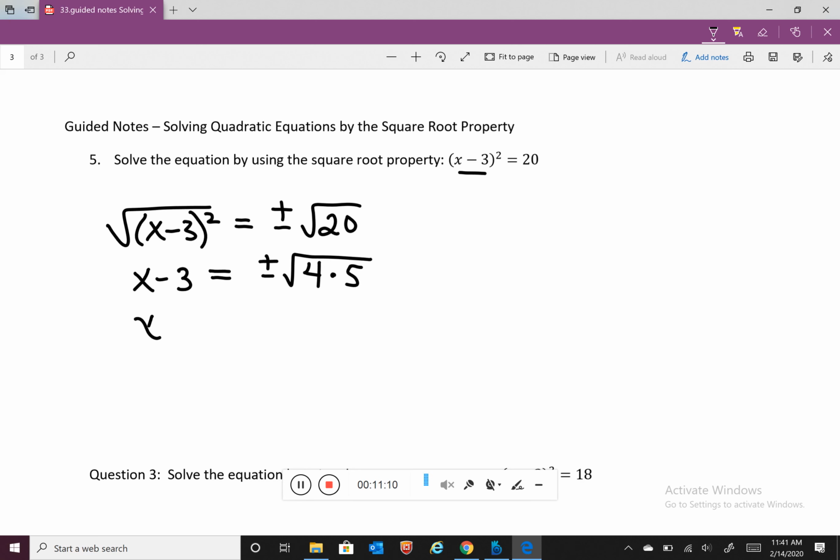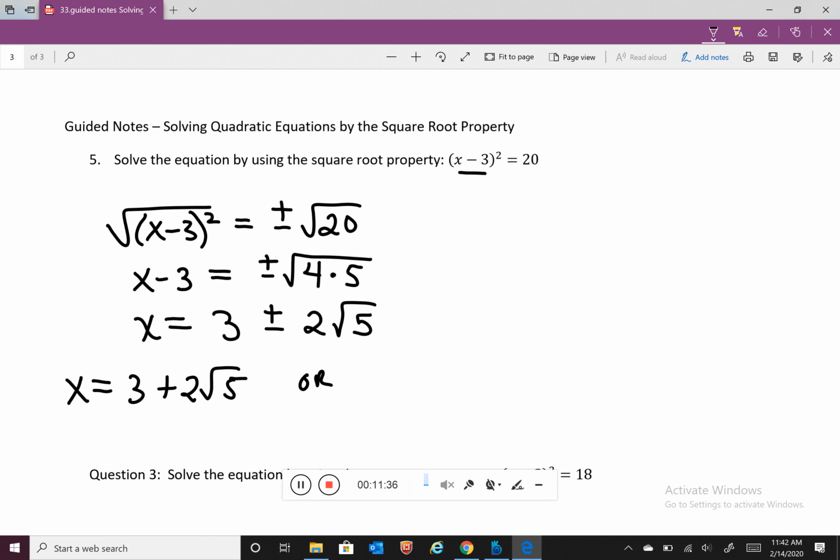So we need to solve for x. So x is equal to 3 plus or minus, and the square root of 4 is 2, and the square root of 5 cannot be simplified any farther. So now separating, x is equal to 3 plus 2 square roots of 5, or x is equal to 3 minus 2 square roots of 5. And let's check.